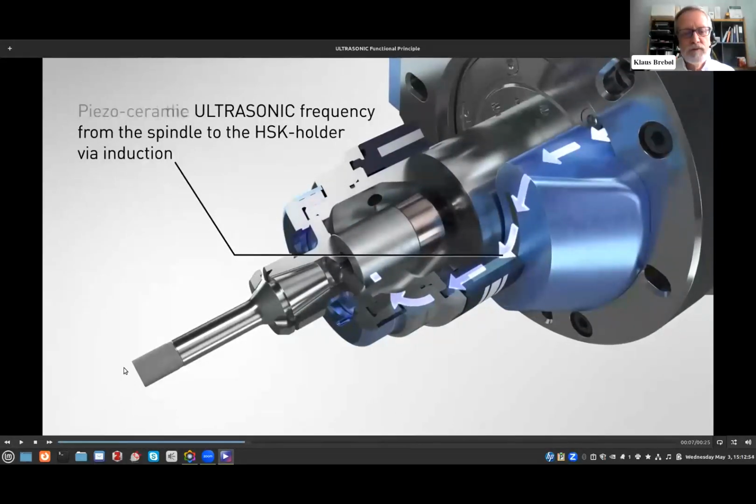So just to repeat, the tool is being rotated by the spindle here, an ultrasonic power transducer will vibrate the tool, and then a power supply comes in here through a rotating transformer, stationary winding, rotating winding, and the power flows into the transducer.